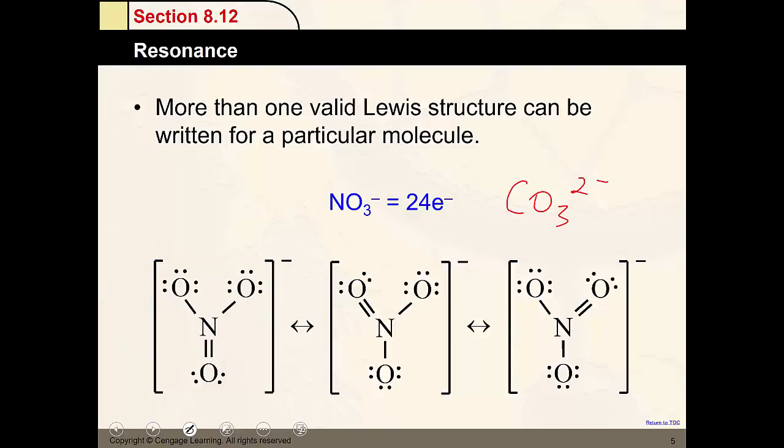So with NO3-, the first time you draw the Lewis structure, you might draw the double bond down here between the nitrogen and the oxygen below it. However, there's no reason why the double bond couldn't be up here towards the oxygen on the left or towards the oxygen on the right. So with resonance, there is more than one valid Lewis structure.